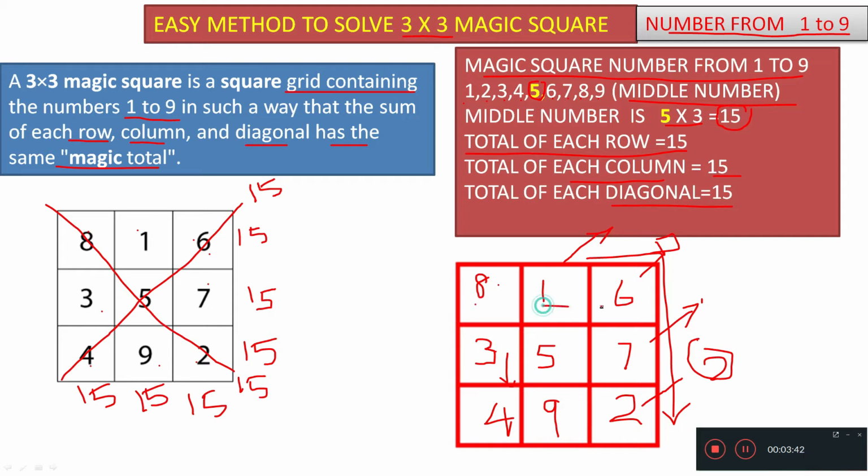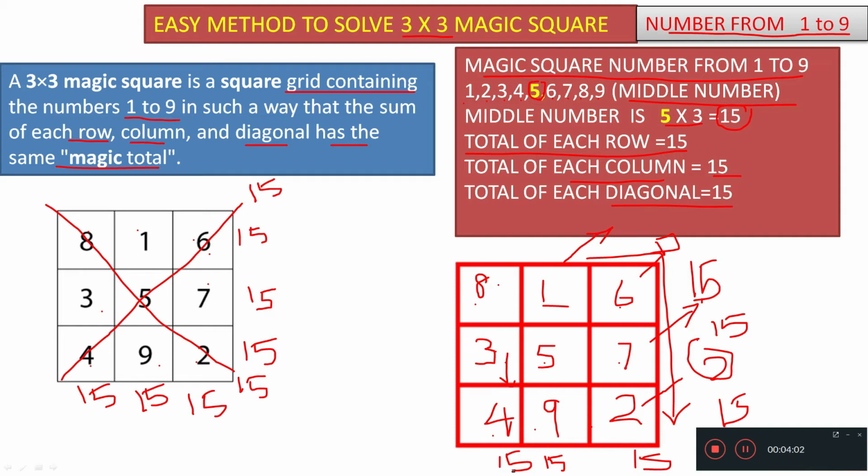Now add and check it. 8 plus 1 plus 6 is 15. 3 plus 5 plus 7 is 15. 4 plus 9 plus 2 is 15. Like that. Down also it will be 15. Diagonal also it will be 15. So this method you have to remember to fill up the 3 cross 3 magic square.